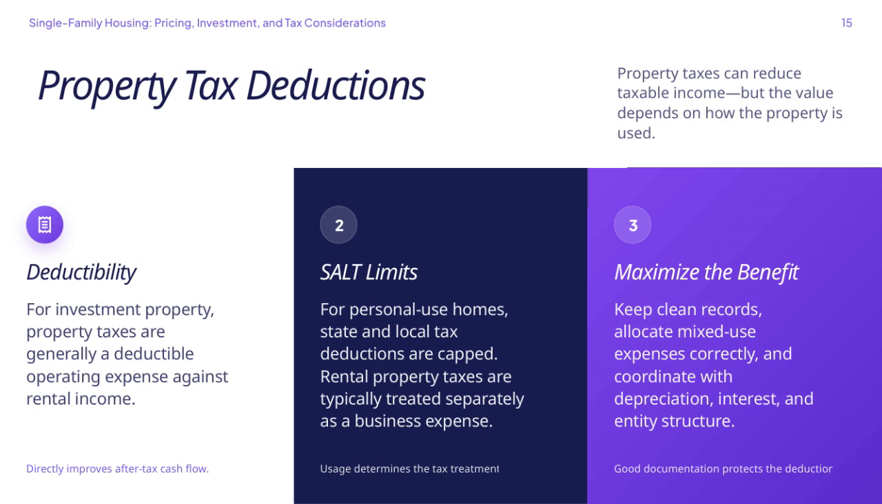If you have a property that's used for both personal and rental purposes, make sure you allocate expenses correctly between these uses. Also, coordinate these deductions with other factors like depreciation, mortgage interest, and your entity structure to optimize your tax position. Remember, proper documentation not only ensures you get the full deduction you're entitled to, it also protects you in case of an audit. Overall, understanding the usage-driven tax treatment of property taxes can directly improve your after-tax cash flow.